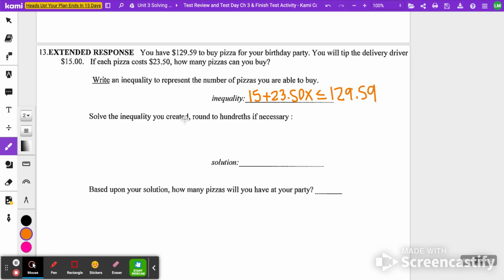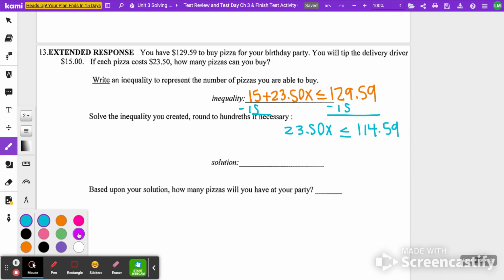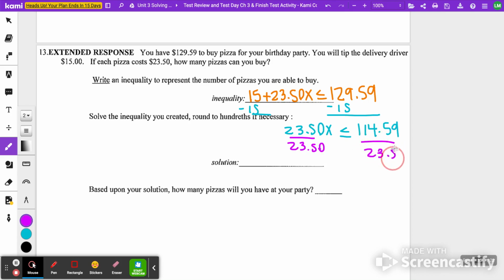Okay. Now, what I can do is start to solve this. So the first thing I'm going to do, in a different color so you can see my work here, I'm going to subtract 15 from both sides. Okay, that'll give me 23.50x is less than or equal to 114.59. My final step is to divide both sides by 23.50 to see how many pizzas I can actually buy.